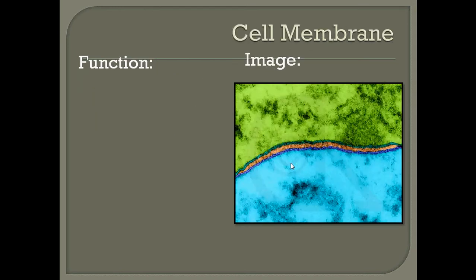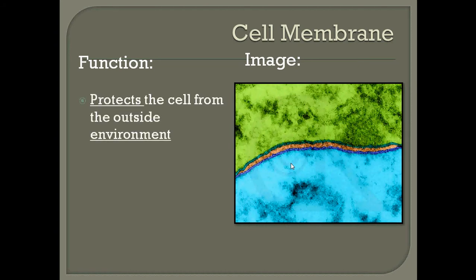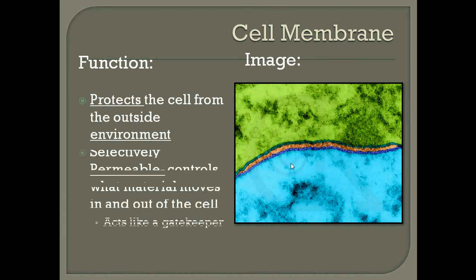The cell membrane, you can see the divide here between the green and the blue there. Obviously, this protects the cell from the outside environment. It is selectively permeable. Remember, when you're selective, you're choosy. Permeable, you allow some things in, some things out, things can move across. So it controls what material moves in and out of the cell. It acts like a gatekeeper.